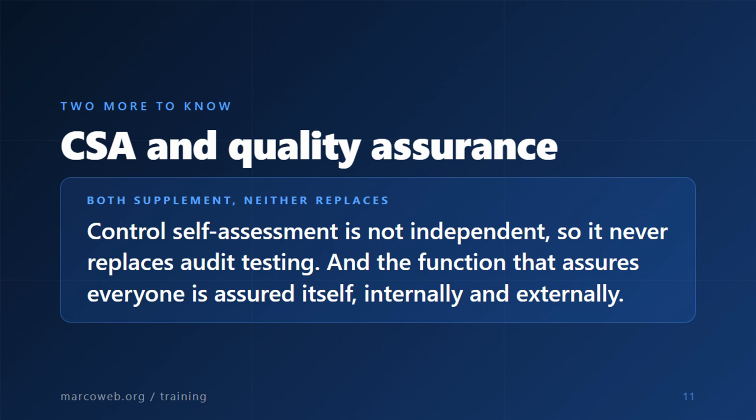2 more concepts to know. Control self-assessment has process owners evaluate their own controls, with audit facilitating rather than performing. It widens coverage and raises control awareness, but it is not independent, so it supplements audit and never replaces it. Any option treating self-assessment results as a substitute for audit testing is wrong. And quality assurance of the audit function itself, internal review of engagements plus periodic external assessment, exists because the function that assures everyone else is expected to be assured too. An internal review of your own function has the same independence problem audit exists to solve.